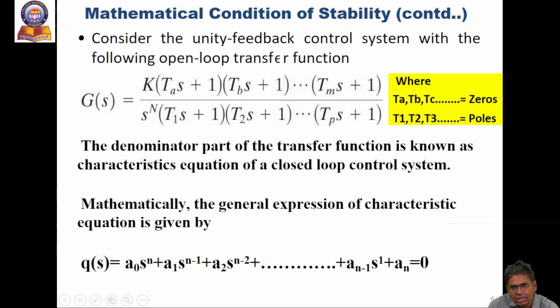In any problem, when an open loop transfer function G of s is given, then find out 1 plus G of s into H of s is equal to 0. That is nothing but a characteristic equation. From this characteristic equation, we define whether the system is in a stable or unstable condition.